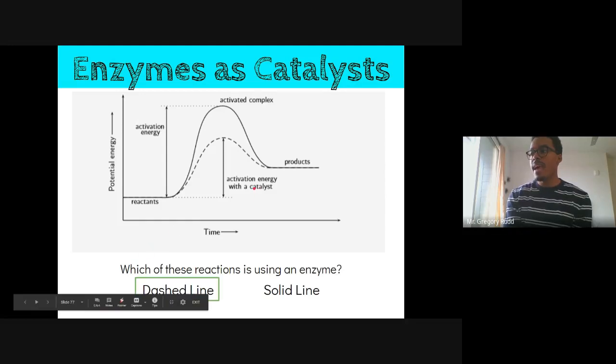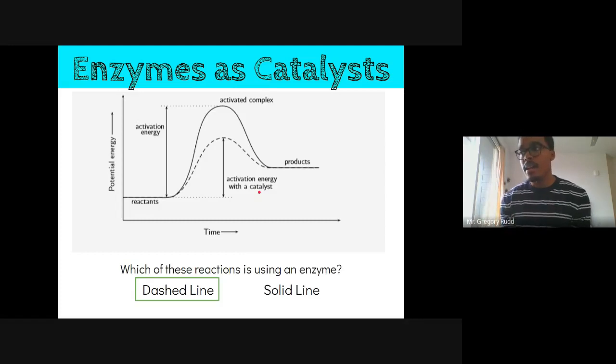It also says activation energy with a catalyst. Catalyst in this case is a synonym of the word enzyme. So the hill that's lower is always going to represent the reaction that is using an enzyme. We can see this hill is much, much taller. It's going to take longer to get over it. It requires more energy to get over.